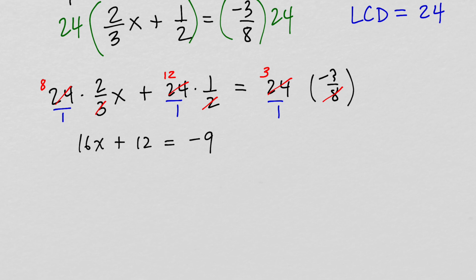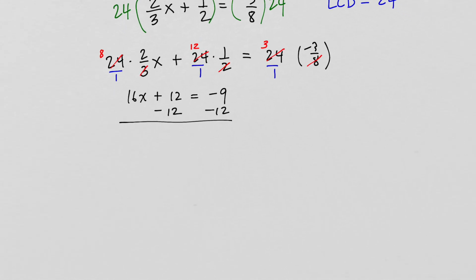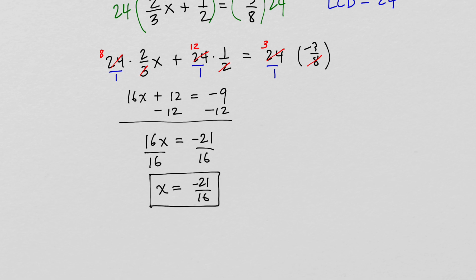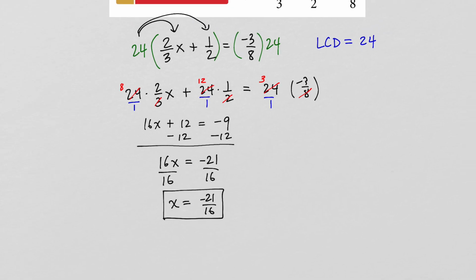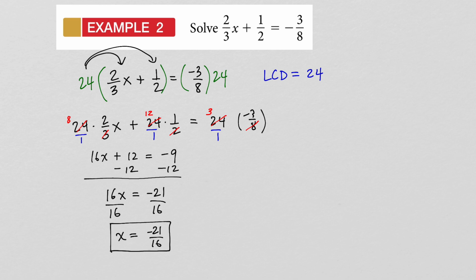How do I solve for x? Well, I'm going to subtract 12 from both sides, and that gives us 16x is equal to negative 21. And then dividing both sides by 16, we end up with x is equal to negative 21 over 16, which seems like kind of a strange answer, but answers can be fractions, and they can be fractions that are not reducible. Now, you could always check this answer.